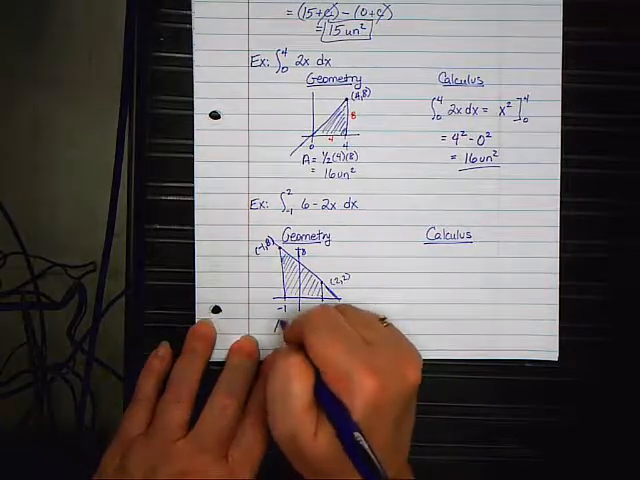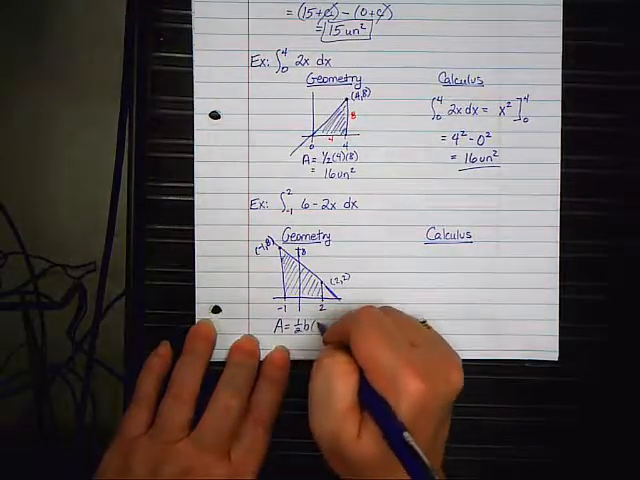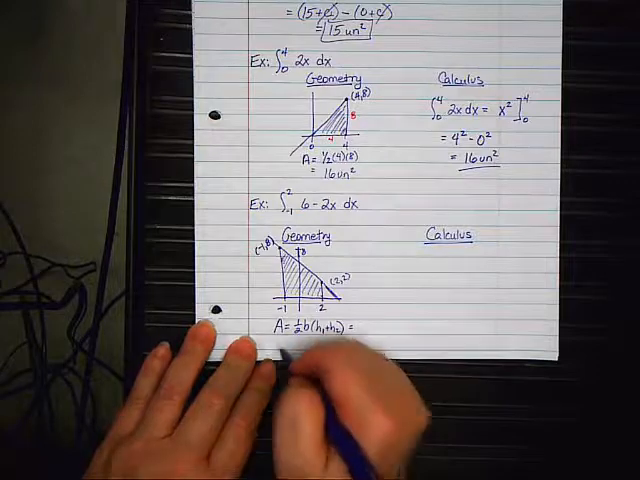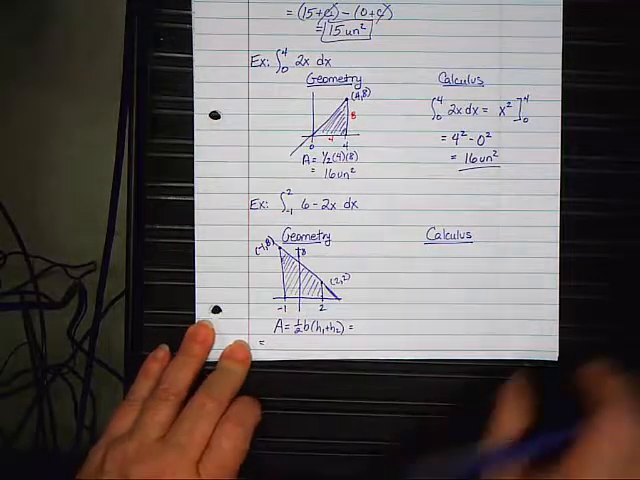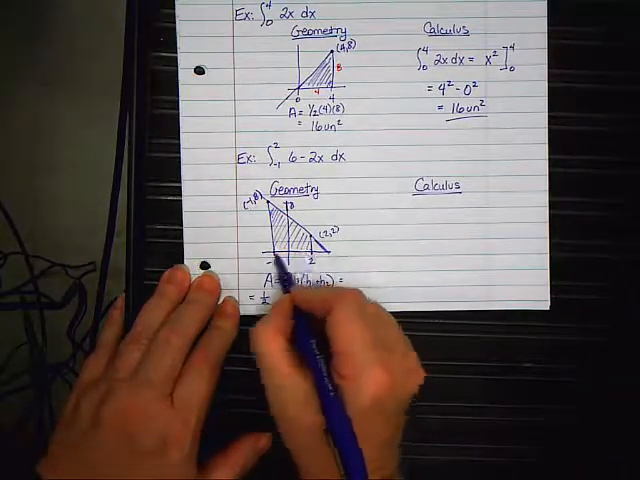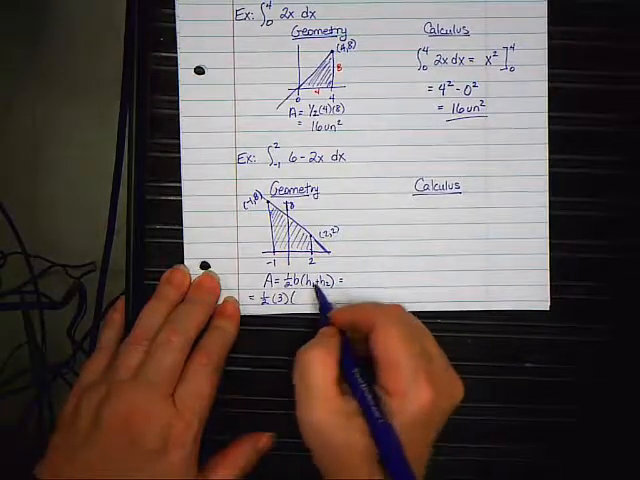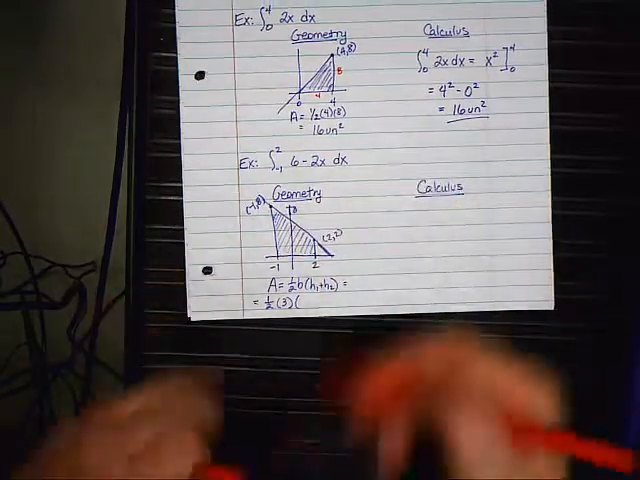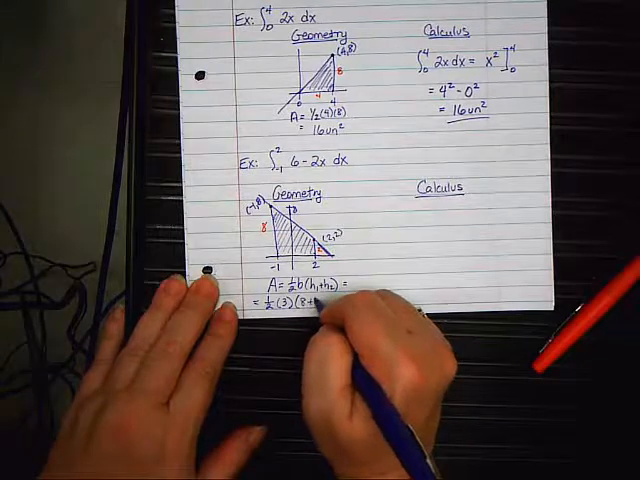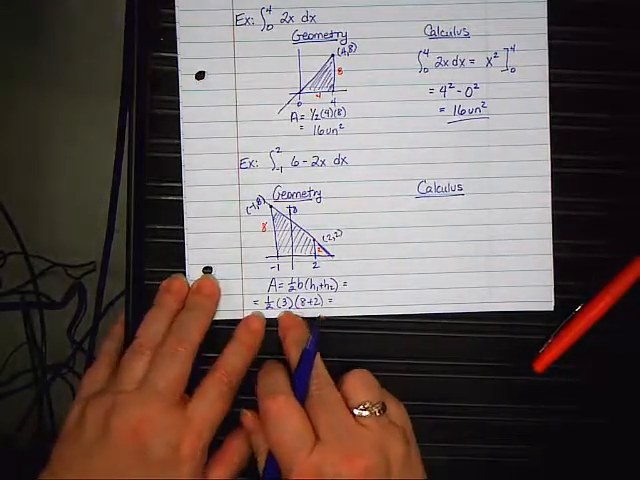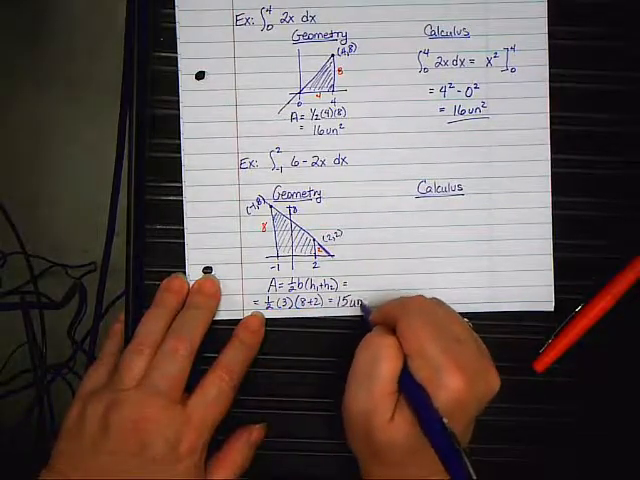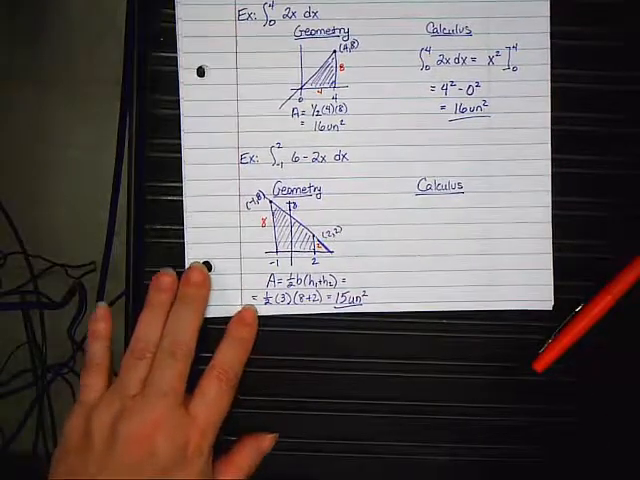So, area of a trapezoid is 1/2 the base times the sum of the heights. So we're going to have to squeeze this in here. Move it up just a little bit so everybody can see. So it's 1/2. The base is the distance between these two values, which is 3. The height of this side is 8. The height of this side is 2. So we're going to substitute in 8 plus 2. I'd rather not do half of 3, so I'm going to multiply 3 times 10 first, which is 30. And half of 30 is 15 square units. There's my geometry answer.